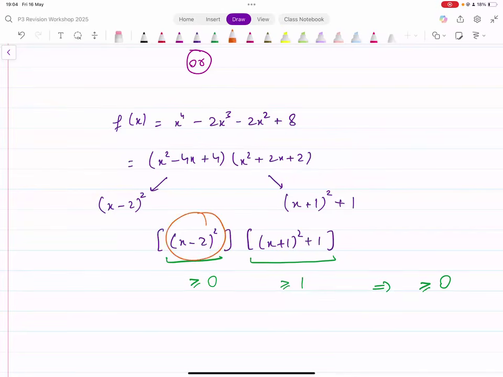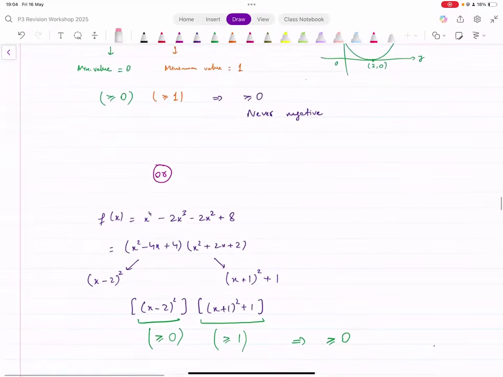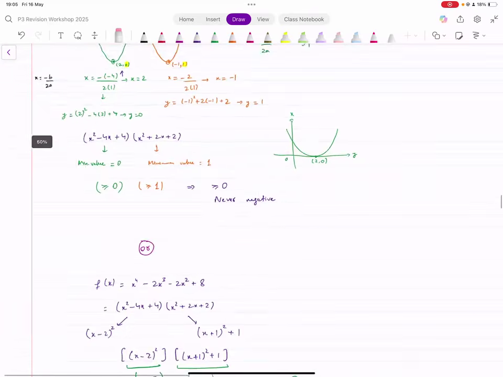You complete the square for the other one, and that turns out to be this. And then we could say the first expression, that's a square. A square can never be negative. So this is always greater than or equal to 0. This is a square plus 1. So that means this expression always has to be greater than or equal to 1. And then again, the product of these two is going to be something positive. Now, this is one of the confusing, a bit tricky parts of this topic. I hope that makes sense.